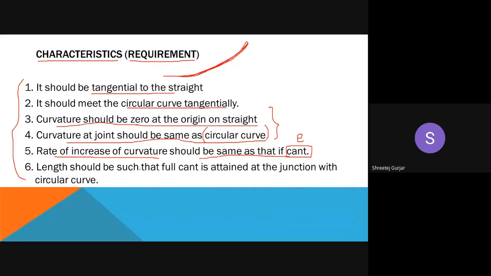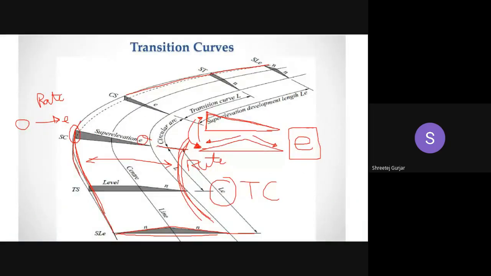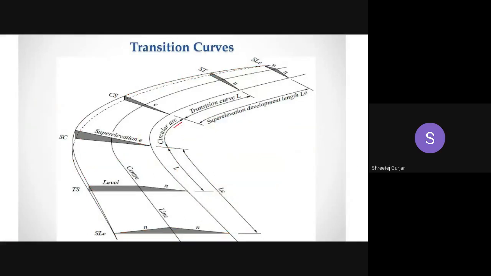Length should be such that full cant, or full super elevation, is attained at the junction with the circular curve. Very important. I have shown you in this particular image. This is the point where the circular curve starts. You can read over here, this is the circular curve, and at this particular cross section we have achieved full super elevation. So from here we are going to slowly increase the super elevation until we reach the value E.